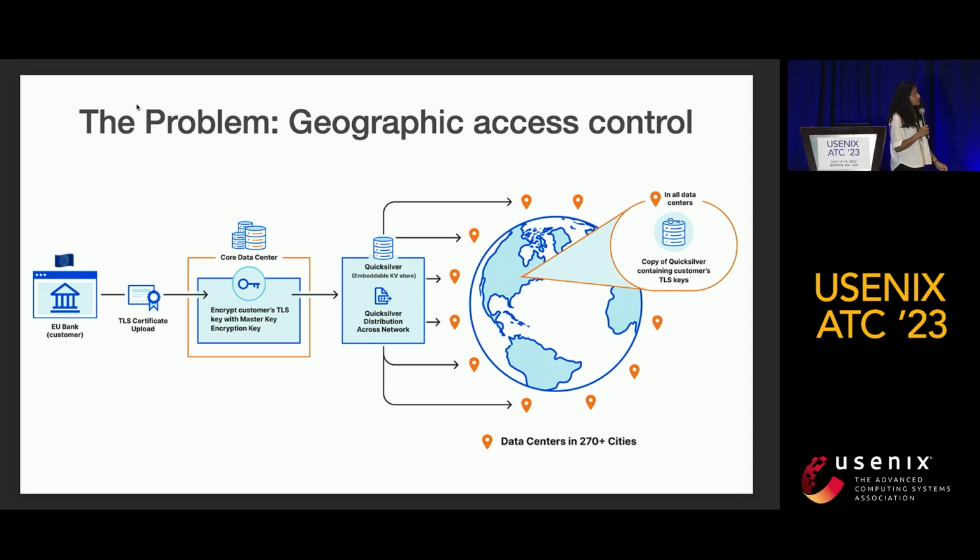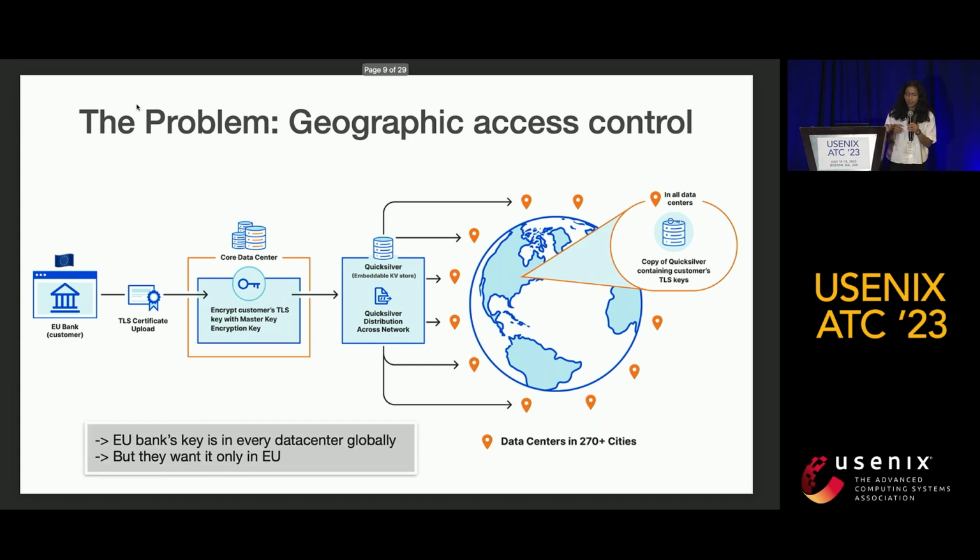It then puts the wrapped private key into Quicksilver, which is Cloudflare's globally synchronized key value store that's used to distribute customer configurations to the edge. The thing to note here is that every edge machine has gotten a local copy of this customer's key, and that may be a problem. So let's say that this bank only wants its key to be accessible in the EU.